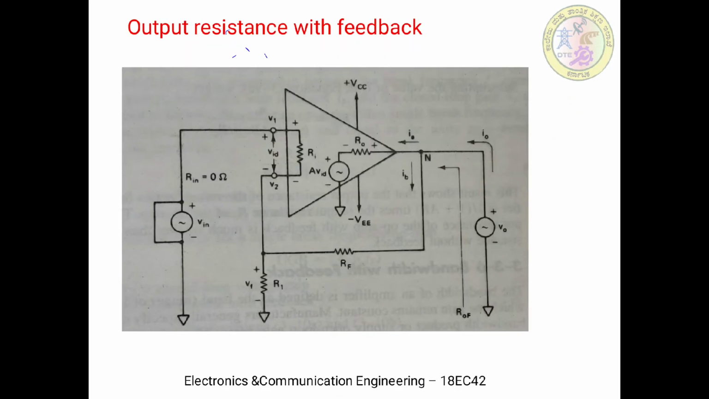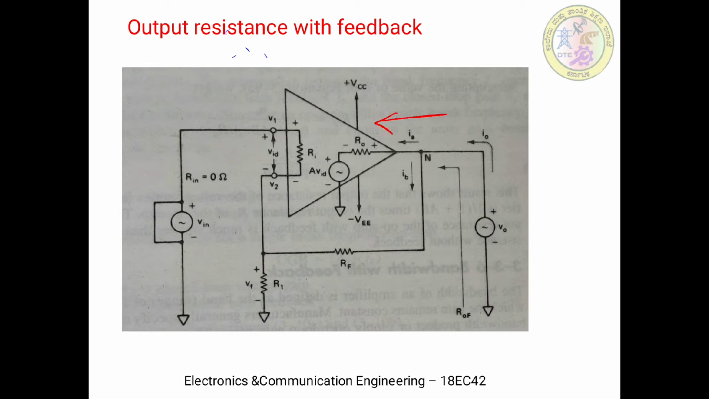Let us take the next calculation, that is output resistance with feedback. All these we are doing with respect to the non-inverting amplifier, which is in voltage series feedback configuration. Output resistance is now determined by looking back into the feedback amplifier from the output terminal.